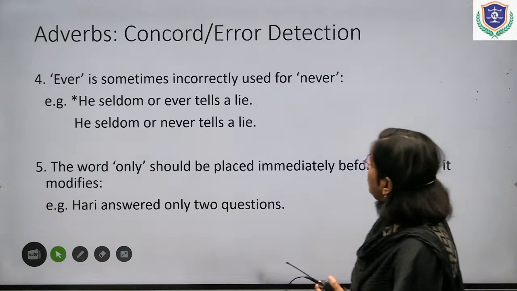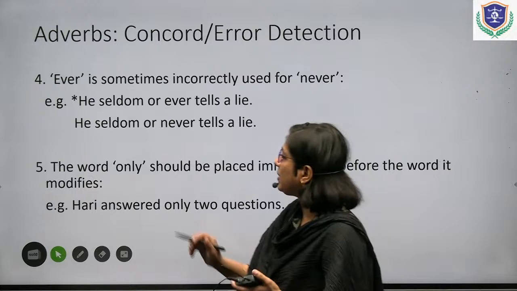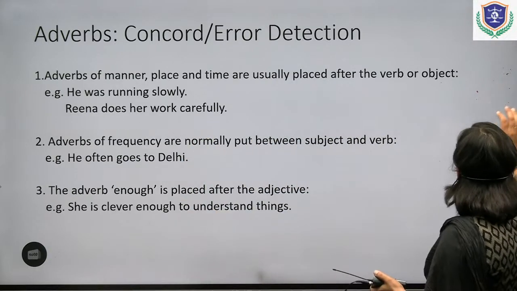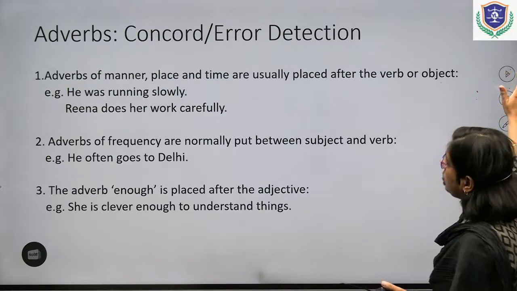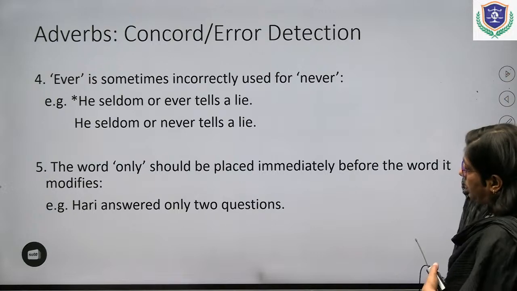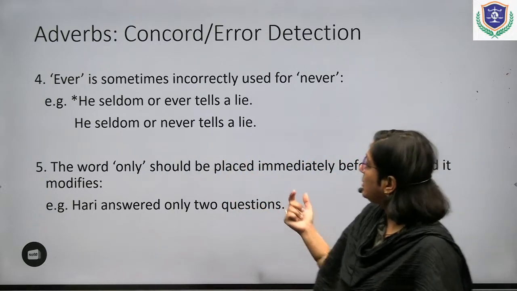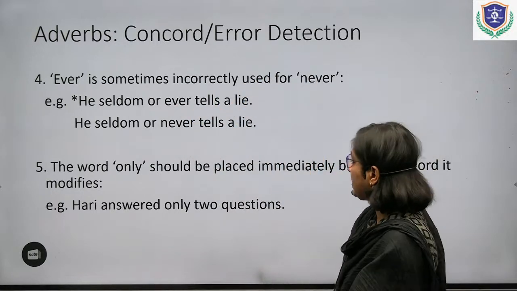Let's quickly finish it. Here it says "ever" is okay. So this is not very difficult, but "he seldom or never tells a lie." Along with "ever", it is sometimes used incorrectly as "never". That is what is there.